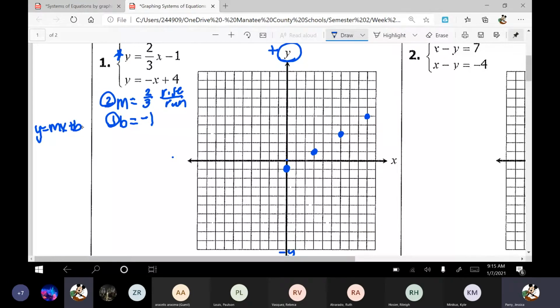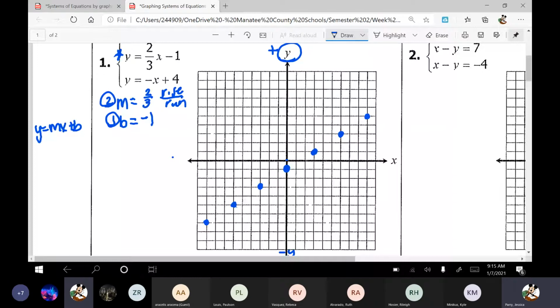So let's go back to the first point, and we're going to do the opposite of up and to the right. The opposite of up and to the right is down and to the left. So down 2, to the left 3, and then continue down 2, to the left 3, down 2, to the left 3. Once you've got a bunch of dots on your graph, if you have a ruler, you can use your ruler to draw your straight line.